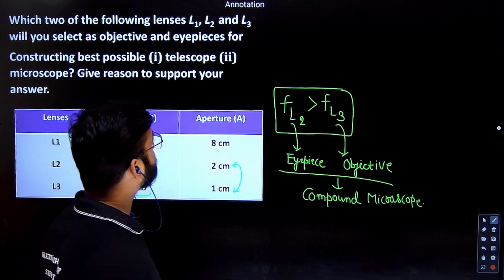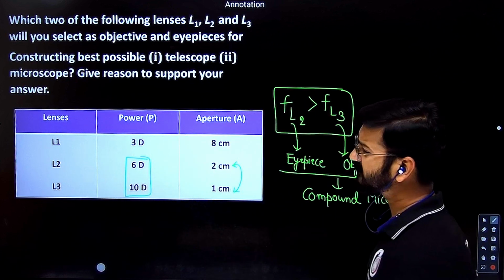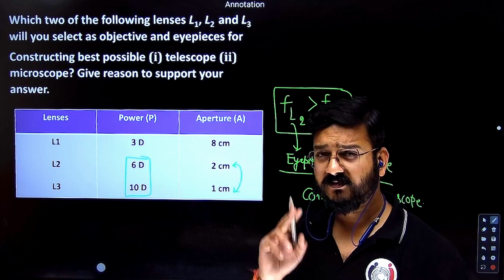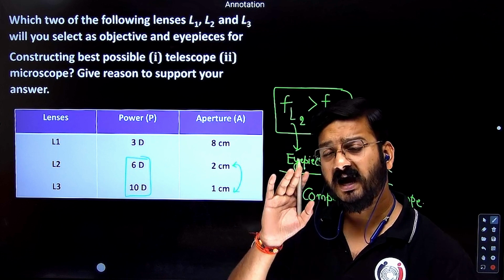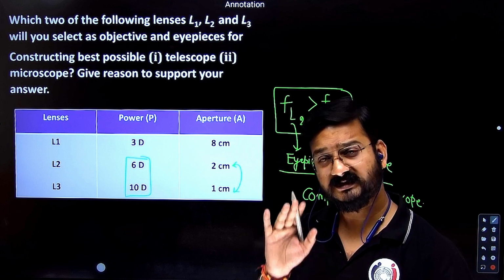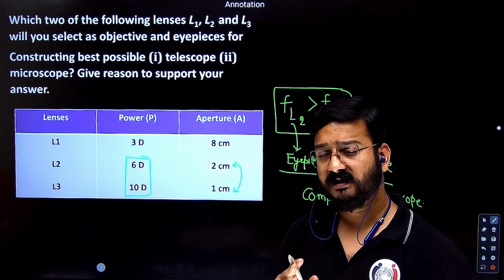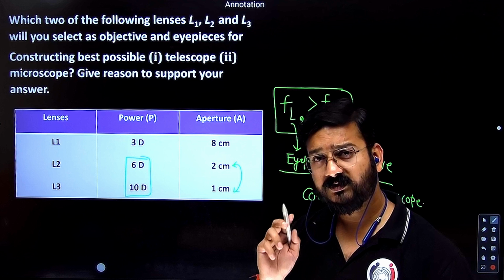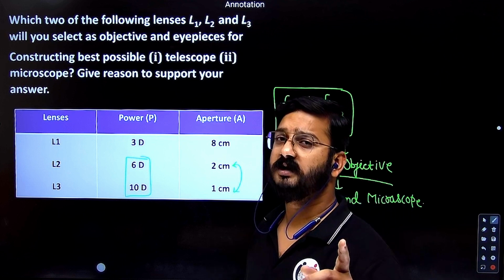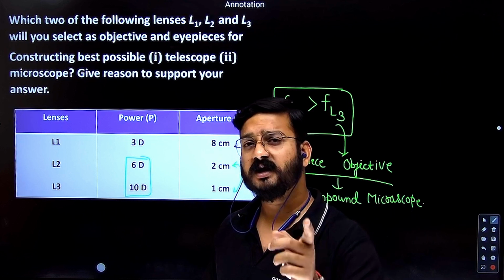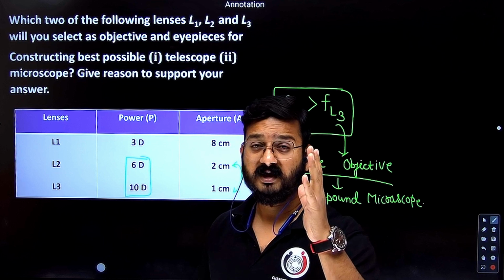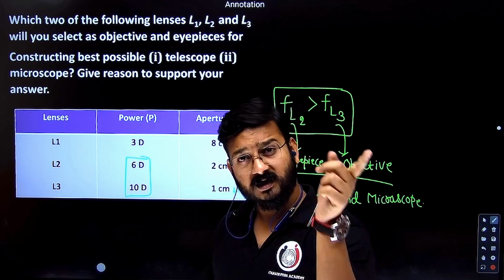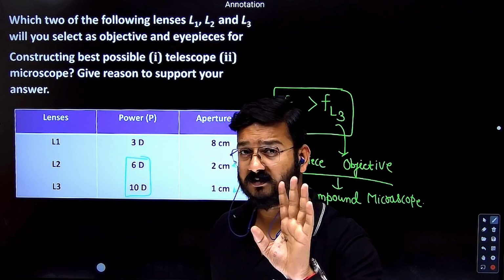Now, let's do the calculation for the telescope. In a telescope, the difference between the focal length and the aperture both is high. The difference is significant, and the focal length of the objective is more as compared to the focal length of the eyepiece. The focal length of the objective should be higher. The difference between the focal lengths of both should be significant, not small.